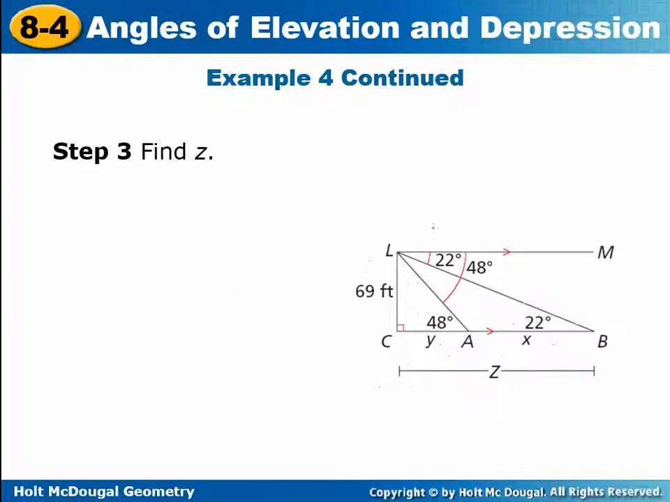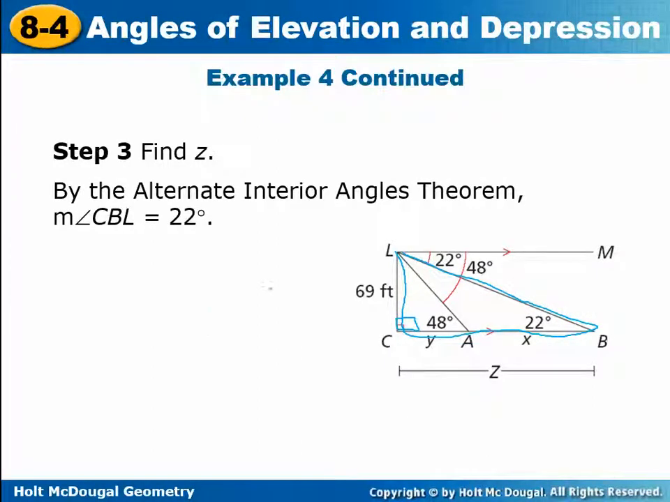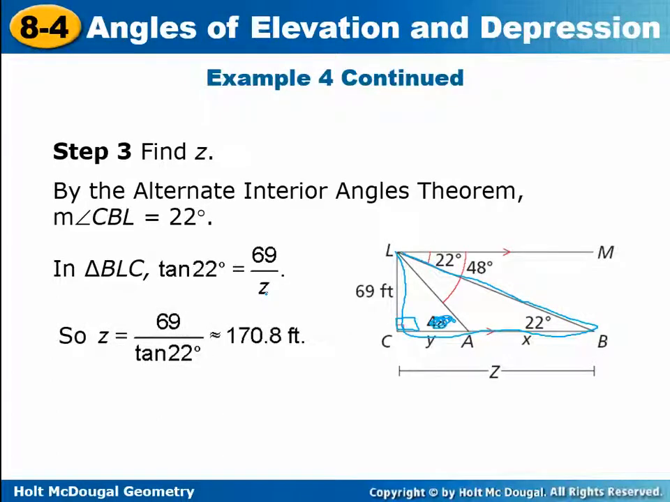Now we can find Z. Now note, we aren't going to find X right away. We're going to find Z because we have this triangle, this long triangle here. So we are going to use the 22 degree angle. Ignore this stuff now. And we are going to write the tangent of 22 is equal to 69 over Z. And then we solve that by multiplying by Z and then dividing by tangent of 22. And we get 170.8 feet.